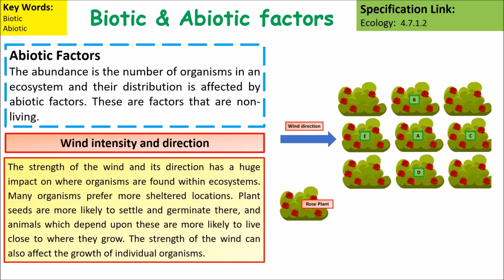Wind intensity is another abiotic factor. So the strength of the wind and its direction has a huge impact on where organisms are found within an ecosystem. So many organisms prefer sheltered conditions. So plant seeds are more likely to settle and germinate there, and animals which depend upon them are more likely to live in those areas. So the strength of the wind can affect the growth of the organism as well.